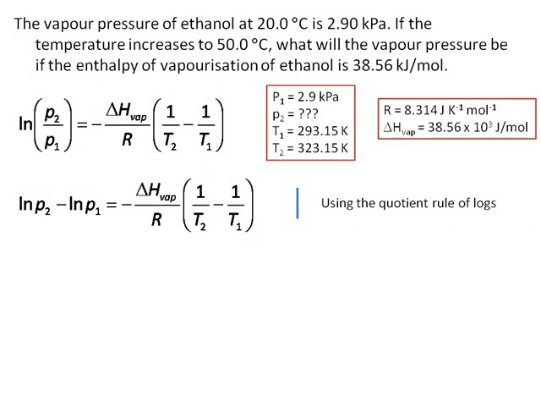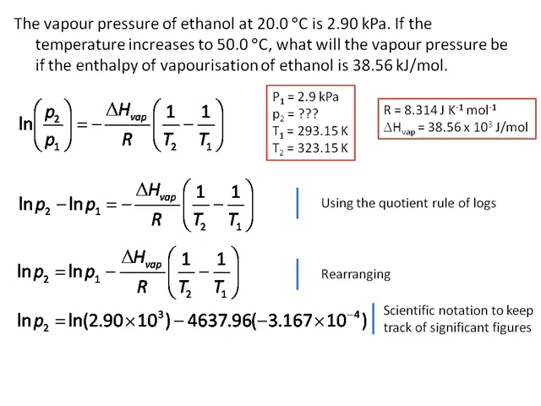So, if I use the quotient rule of logs, it allows me to separate out this log of one term divided by another. That's equal to log of the first term minus log of the second. I do this because I know P1, but I don't know P2. So this allows me to separate these two values. If I rearrange and bring the P1 across to the other side and plug in my numbers, I get a value of natural log P2 of 9.44. So P2 is the exponential of this. So it's 12.6 thousand, or 12.6 kilopascals. So there's an example on the worksheet that you can try.